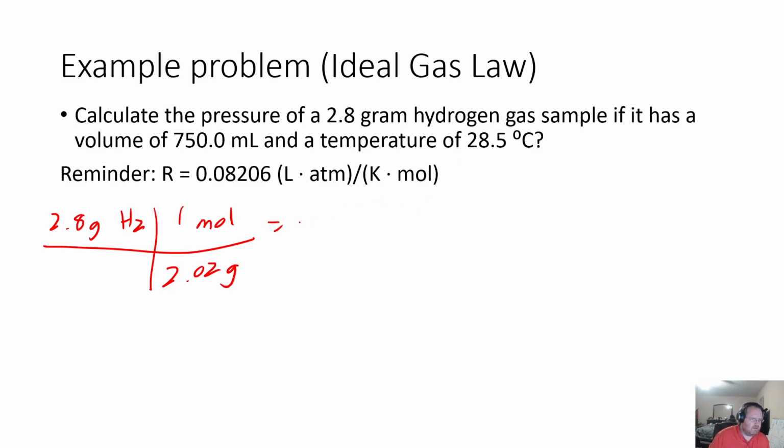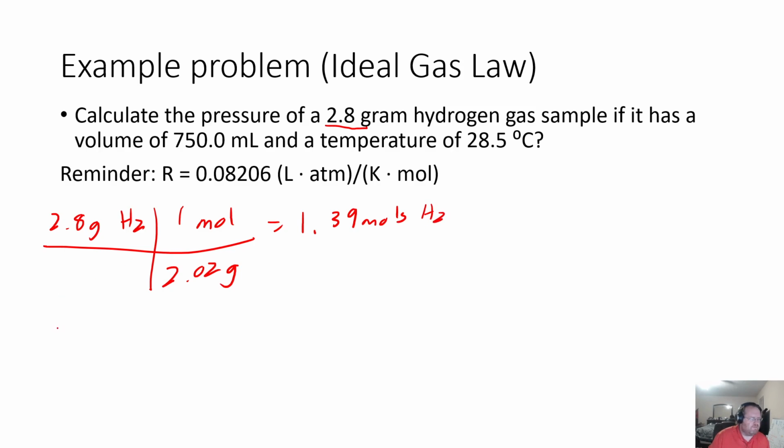So that's going to give me, I'm going to keep an extra sig fig. In my final answer, I only have 2 significant figures here, and that's going to limit me. I'm going to keep an extra one, though, when I'm doing calculations so I don't run into a rounding error. But this is going to be 1.39 moles of H2.